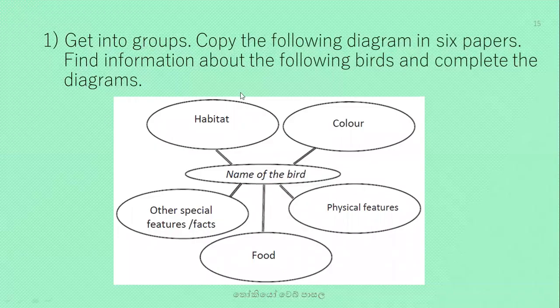Right? So what do we mean by these different words? We'll learn about that first, right? So we need to find information about a bird. You need to draw this kind of a picture. In the middle, you need to have the name of the bird. And then you have to find what is that bird's color in general, right? And then we will have to find, let's say, physical features. So if we look at that bird, how does it look, right?